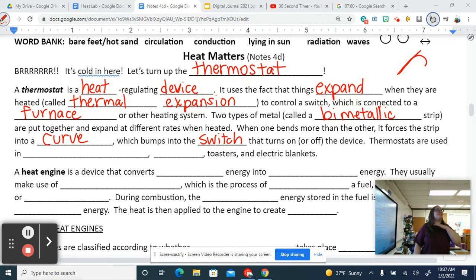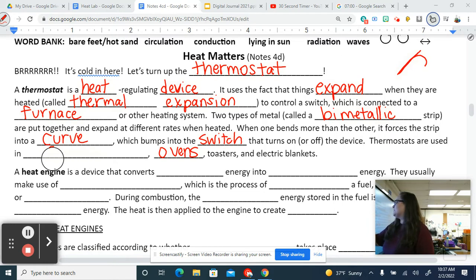And thermostats are used in anything that heat is regulated in. So ovens, toasters, electric blankets, central air systems, air conditioners, refrigerators. We already said furnace, so I'm going to put refrigerator.